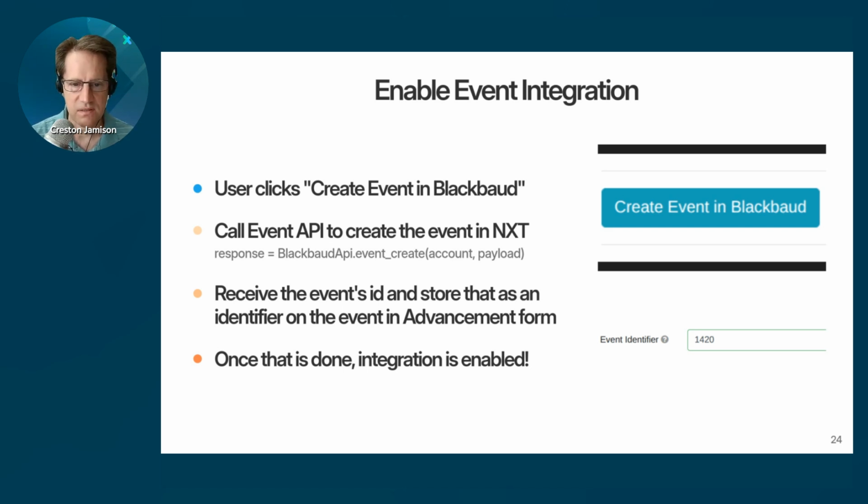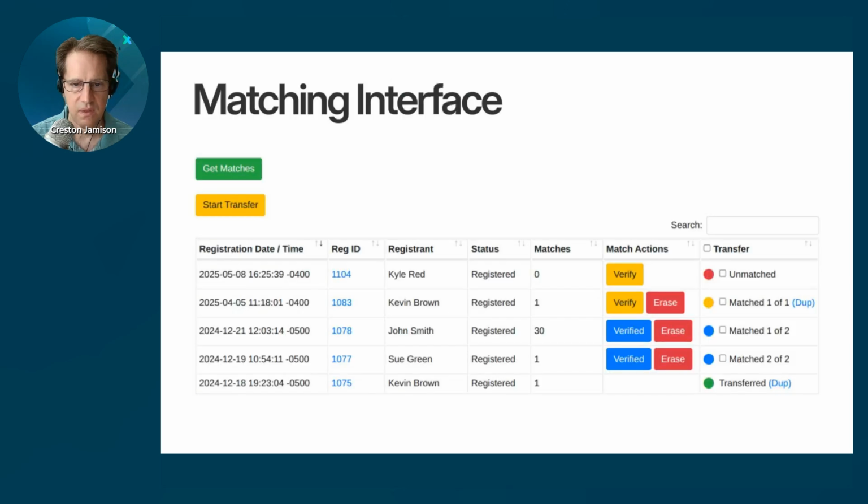As a part of that response, if you look at the third bullet item, it says it receives the event's ID and stores that as an identifier on the event in advancement form. If you look at the image in the lower right, you can see the event identifier for this particular event that was linked to NXT is 1420. Once that's done, the integration is enabled for this event and different features basically turn on. With that enabling of the integration, it turns on the matching interface that we set up for this client.